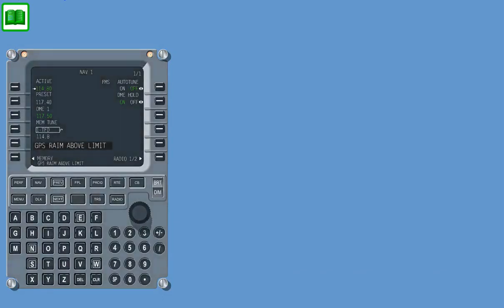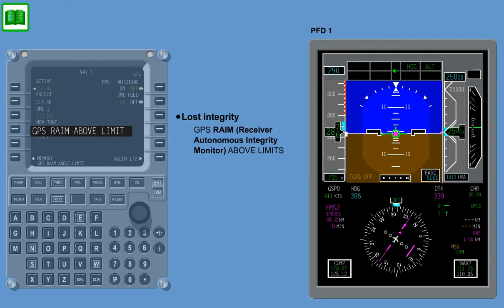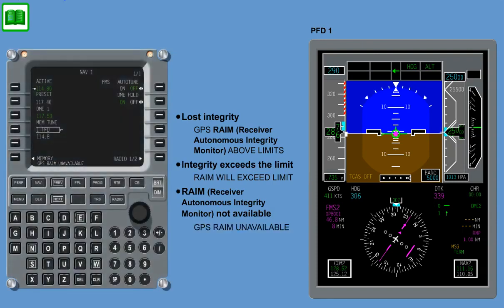Any faults within the GPS will be reported on the multifunction control display unit, and the message indicator on the PFD will illuminate. When the GPS has lost integrity, GPS RAIM above limits is displayed on the MCDU. When the integrity exceeds the limit, RAIM exceeds limit is displayed, and when RAIM, Receiver Autonomous Integrity Monitor, is not available, GPS RAIM unavailable is shown.